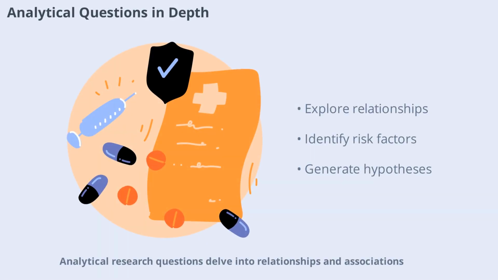Analytical research questions delve into relationships and associations. For instance, is there a link between smoking and lung cancer in adults? These questions often use observational data to explore potential causes or risk factors. Analytical questions are crucial for identifying patterns and generating hypotheses that can later be tested experimentally. They require careful consideration of variables and confounding factors to ensure valid conclusions.